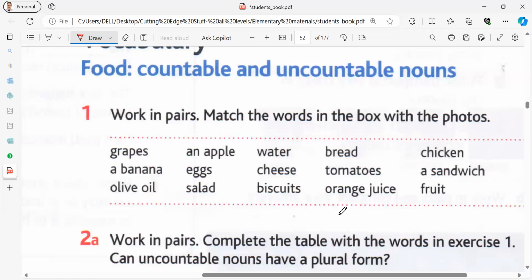What about chicken and bread? Chicken and bread. Any drinks? What about drinks? Orange juice. And water. Abdulaziz, what would you like?